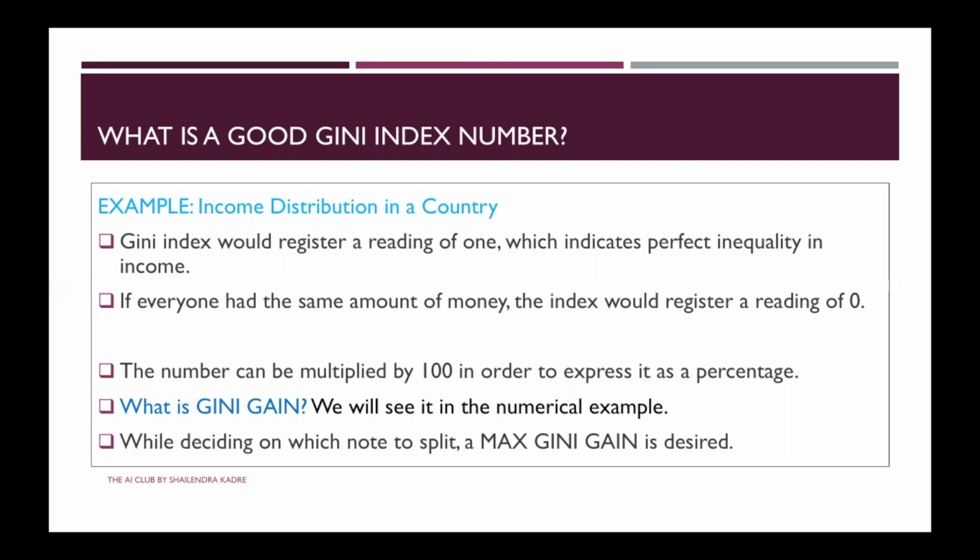Because income distribution has perfect disorder in a country like India, the Gini index will tend towards 0, while the information gain will tend towards 1. Sorry, just the opposite. The Gini index will go towards 1 and the information gain will go towards 0, because there is a perfect disorder existing and we are not getting any kind of information gain out of that data set.